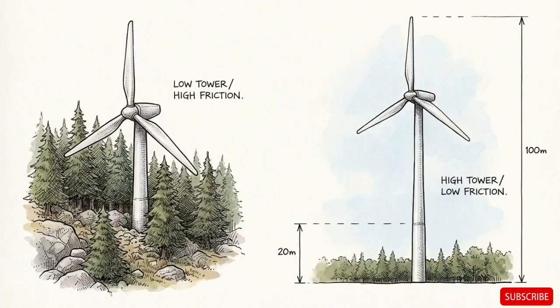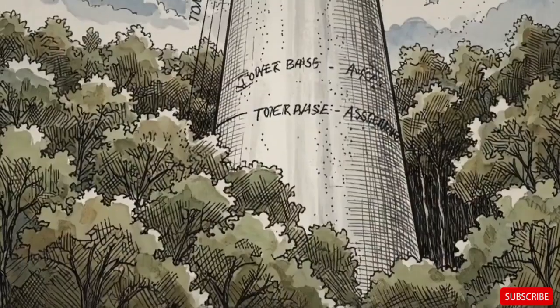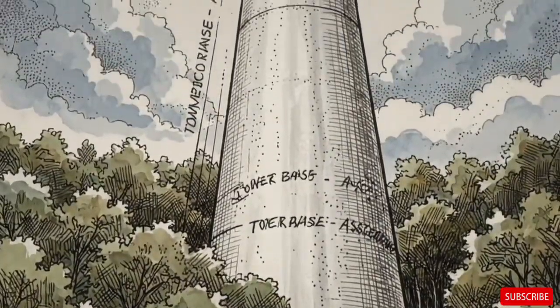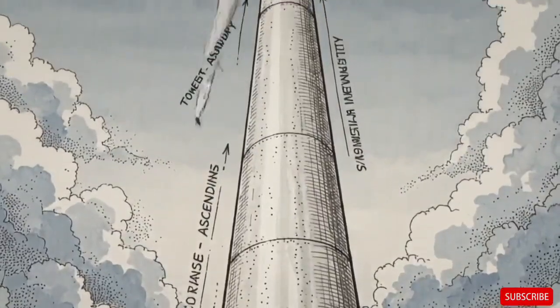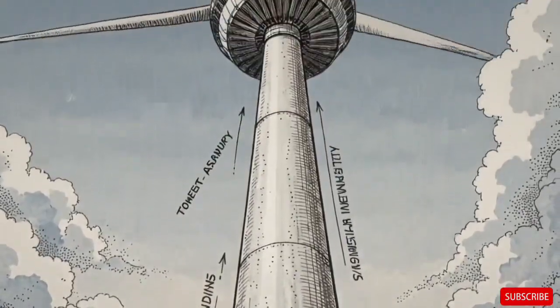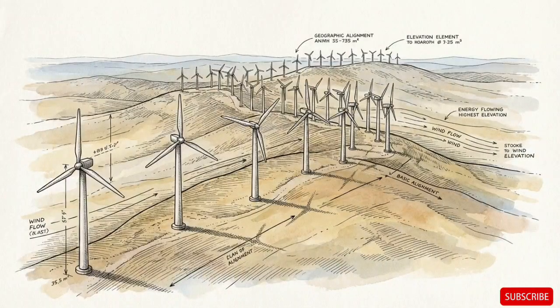Tower height acts as a multiplier for the first factor. Building taller structures is the most reliable way to clear ground friction and reach the faster wind speeds required to exploit the cubic power law. Manipulating this physical footprint in the environment is just as critical as the components housed inside. Now we can construct the internal pipeline.